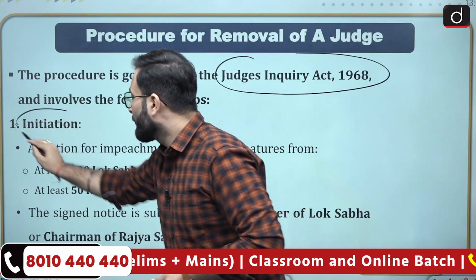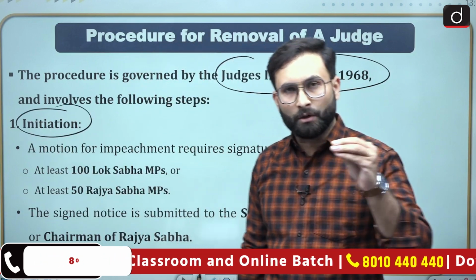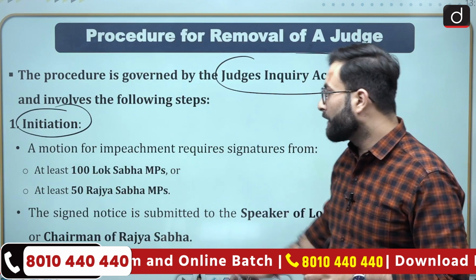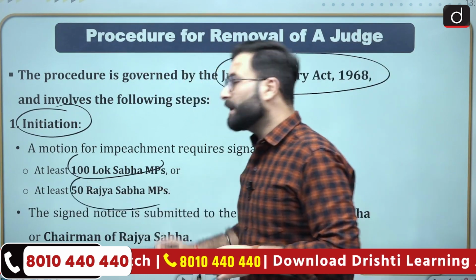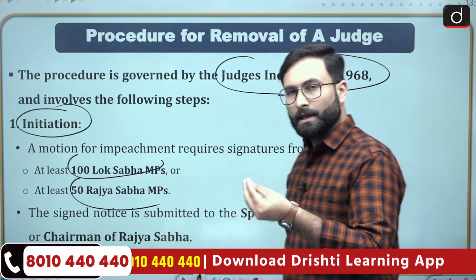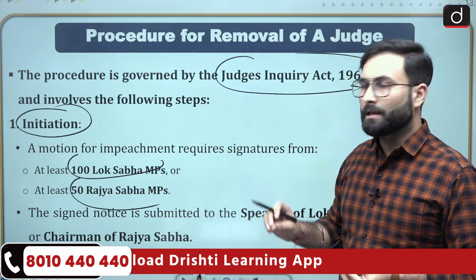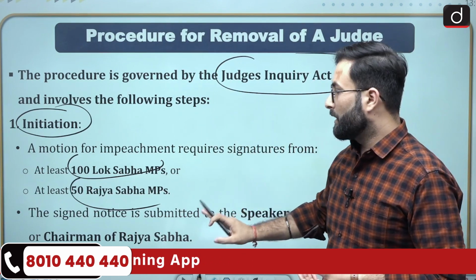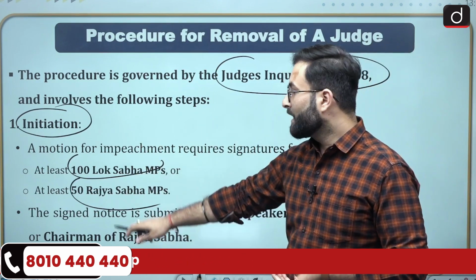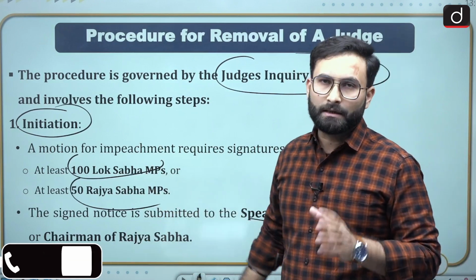One is initiation. As I told you, initiation can be in Rajya Sabha or Lok Sabha. In Lok Sabha, you will require the support of 100 MPs. In Rajya Sabha, you will require the support of 50 MPs. So basically, you will be taking signatures of these MPs. Once you get the signatures, this motion will be presented in the house of Parliament. The signed notice is submitted to the Speaker of the Lok Sabha or the Chairman of the Rajya Sabha.